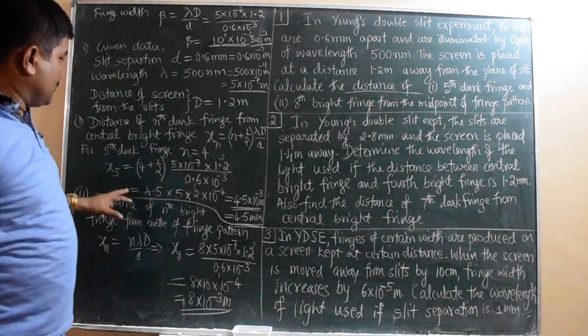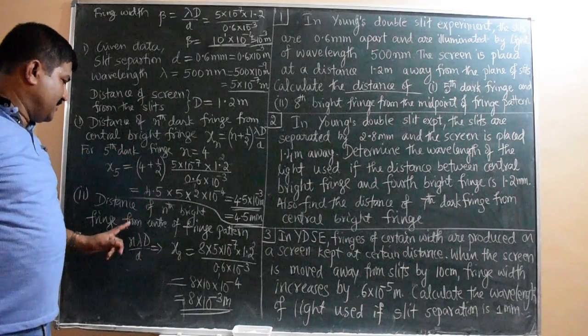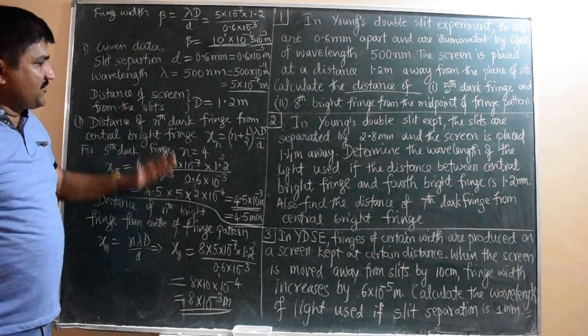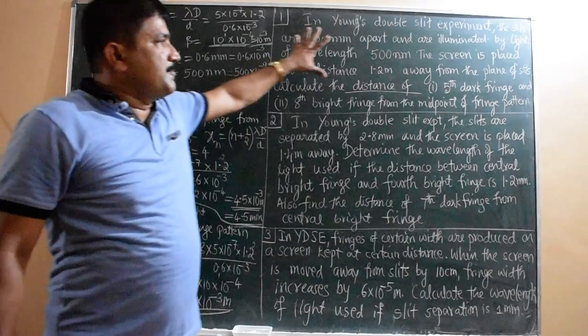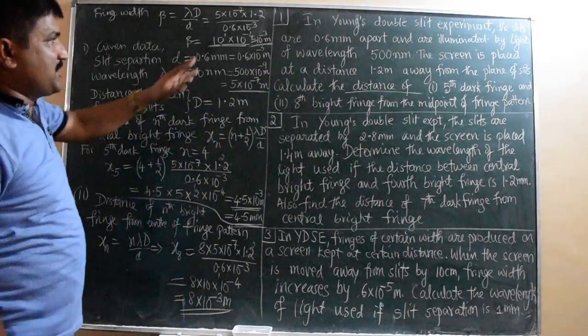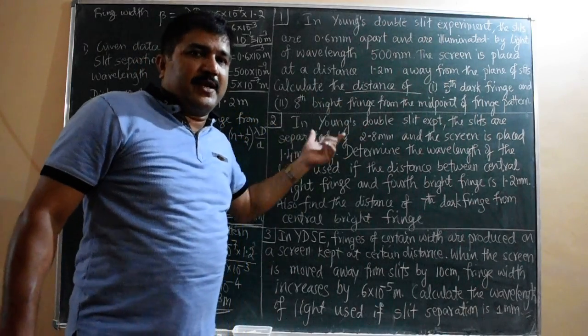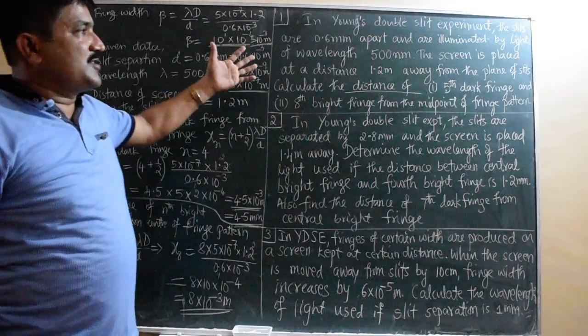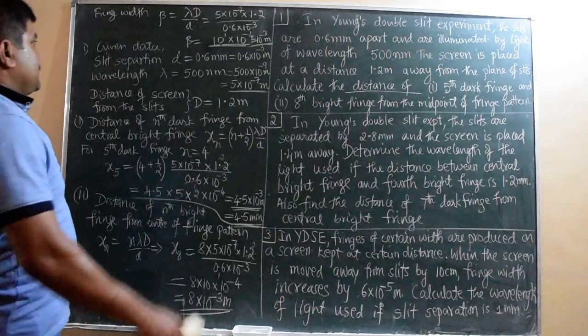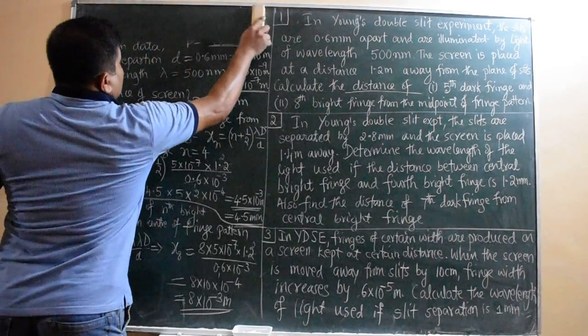Here they asked only the 5th dark fringe and the 8th bright fringe, so I have solved here. That's all about the first problem. It is an important problem. They may give it in reverse also: any particular dark fringe or bright fringe from the center maximum, and you are asked to find the wavelength or any other data. So that's all about the first question.